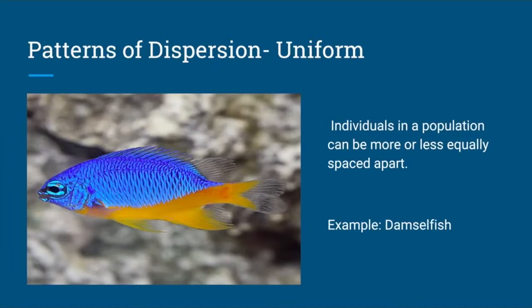This is an example of a uniform pattern of dispersion. This means that individuals in a population can be more or less equally spaced apart. For example, a damselfish. Organisms that disperse uniformly do this because they are territorial creatures that do not want to interfere with others in their population when competing for food, mating, and other resources. Damselfish are also very territorial and tend to distribute themselves equally apart throughout the coral reef.